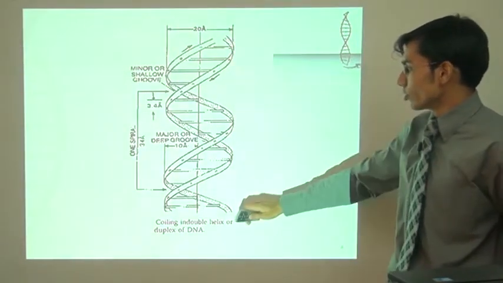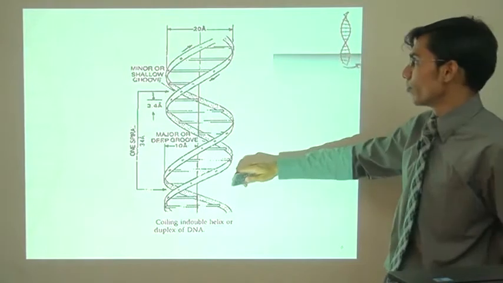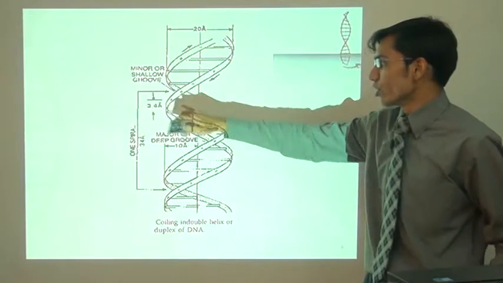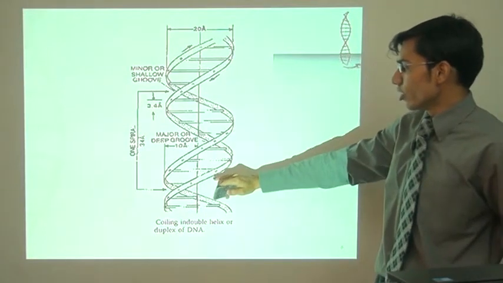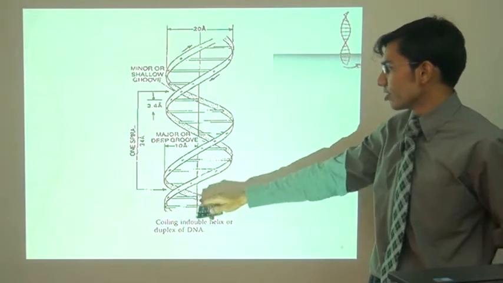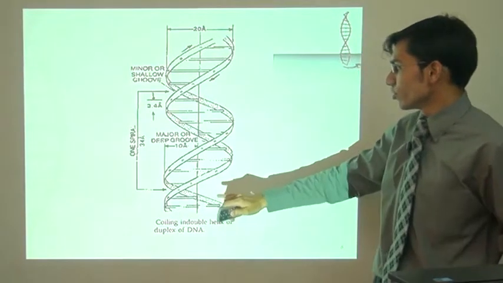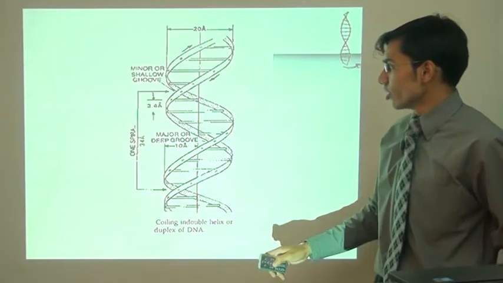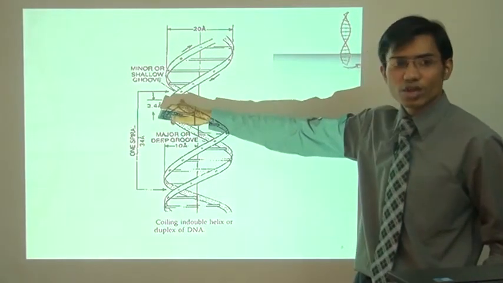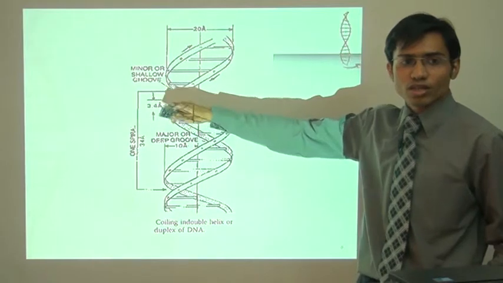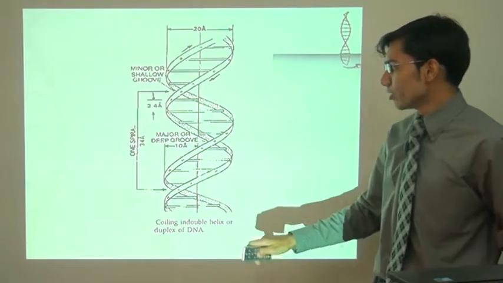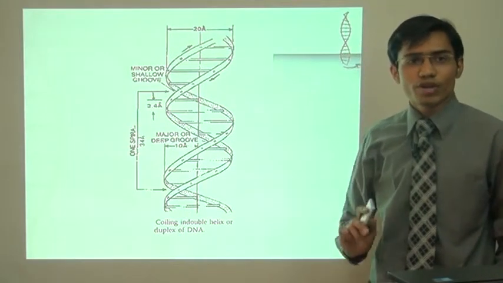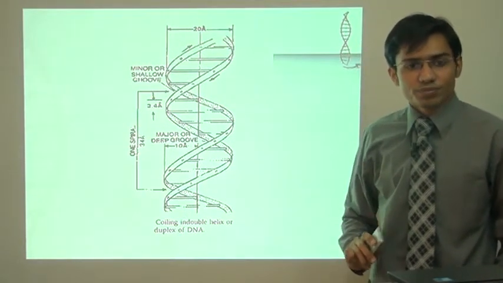This is another structure which shows physical properties, like its diameter of 20 angstrom. There is a minor and major groove in DNA. There is a space of 3.4 angstrom between these 2 base pairs. And one entire helical turn is made up of about 10.4 base pairs in DNA.